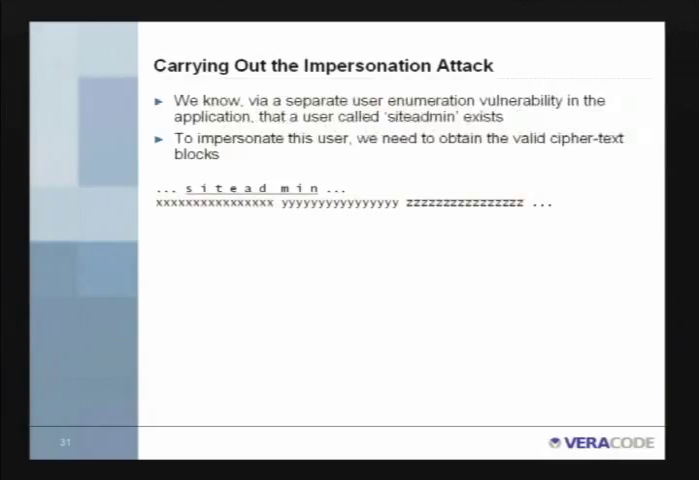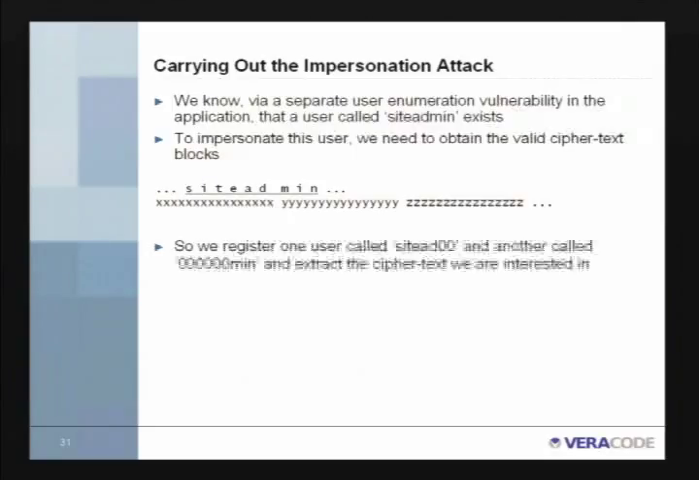The first block is going to be the encrypted form of 2 unknown bytes plus siteAD, and then the next block is going to be MIN, and then whatever else the application decides to put there. We don't really care, again, what that is. So what we'll do is register one user called siteAD00. There was a minimum length requirement of 8 characters for the username, so that's the zeros. And another one called 000000min. And can you just register 6 C's and then siteadmin?